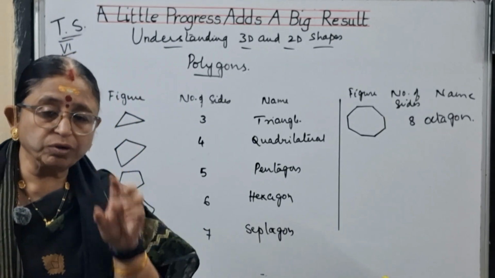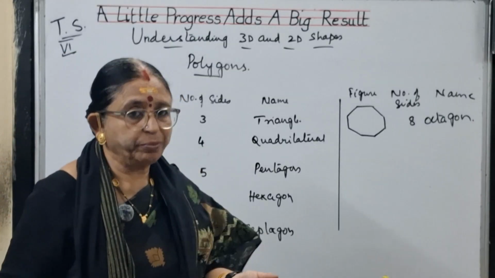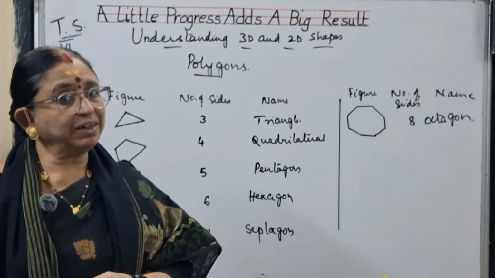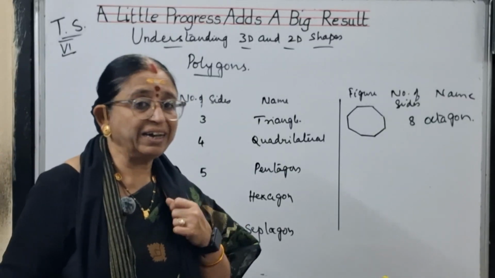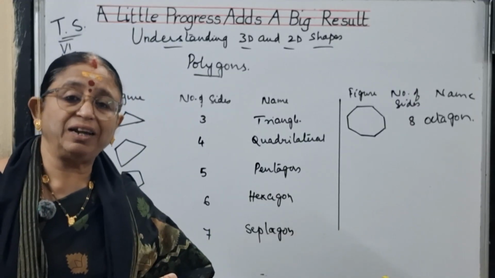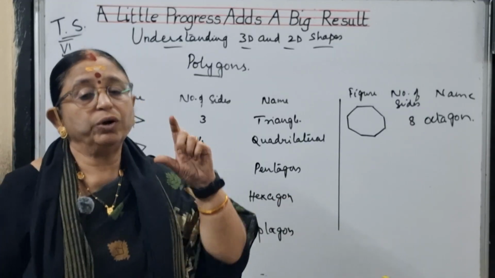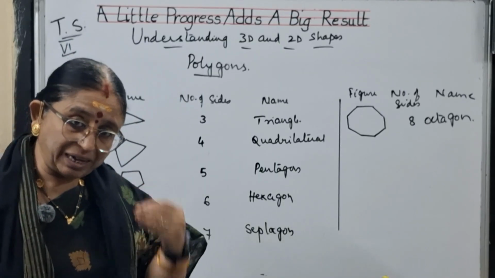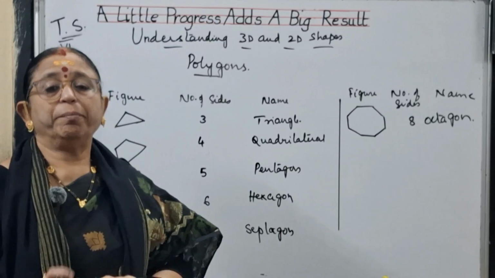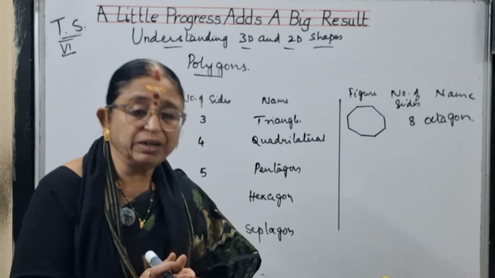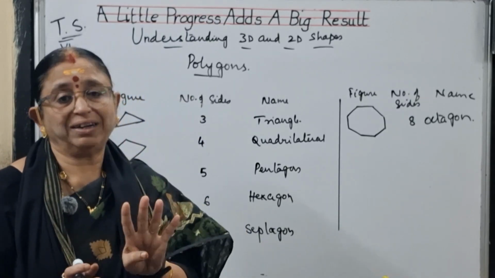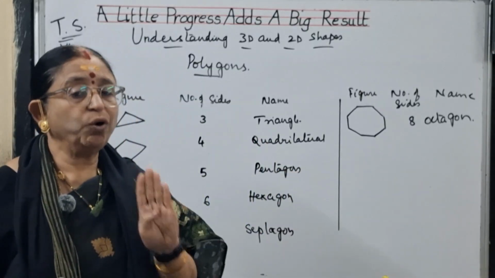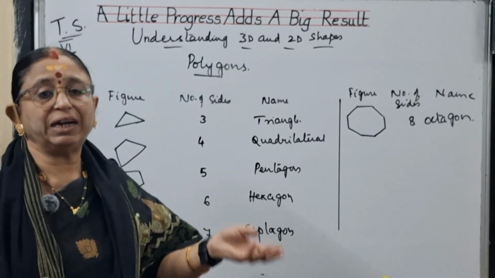If the 4-sided figure has certain properties, like all sides are equal, we call it a square. Opposite sides are equal, we call it a rectangle. Opposite sides are equal and parallel, we call it a parallelogram. Only one pair of opposite sides parallel, we call it a trapezium. So these names are given according to their property. But in general, if you have a figure made up of 4 sides, we call it a quadrilateral. Quadra means 4, lateral means sides: quadrilateral.